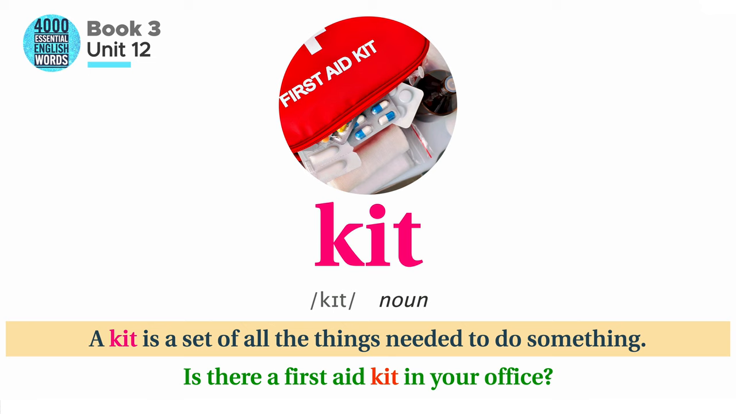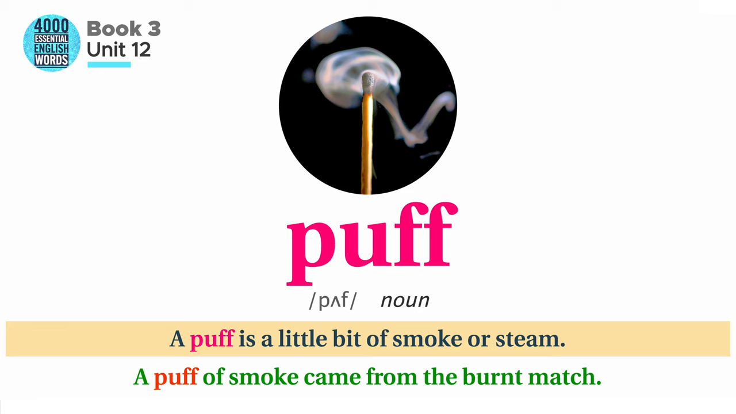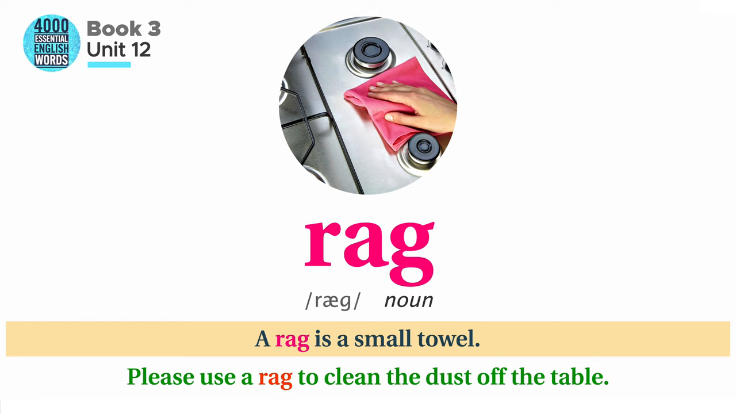Puff. A puff is a little bit of smoke or steam. A puff of smoke came from the burnt match. Rag. A rag is a small towel. Please use a rag to clean the dust off the table.